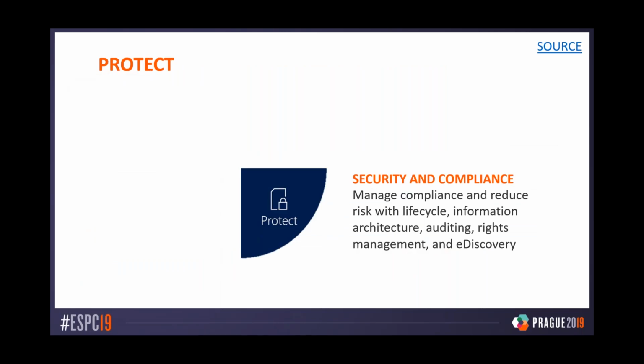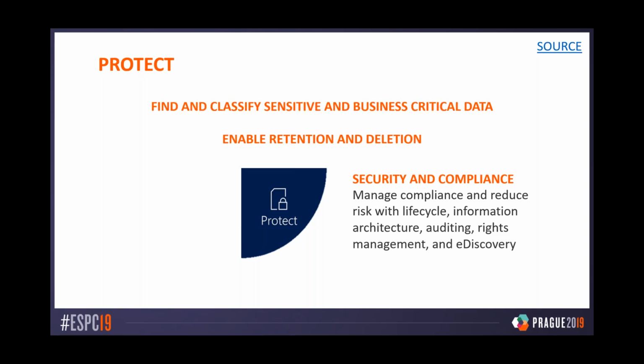So next, let's go ahead and look at the protect section of the content lifecycle. So this is where we're really looking at the security and compliance features. So that means that we want to find and classify sensitive information, such as personal information for GDPR purposes. It could be bank account numbers. It could be passport numbers, really anything that probably needs to be a little bit more protected than your average everyday data. This is also where we want to enable retention of data, but also enforce deletion of data so that content doesn't get stale over time.